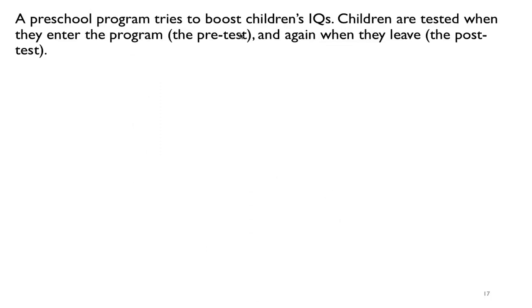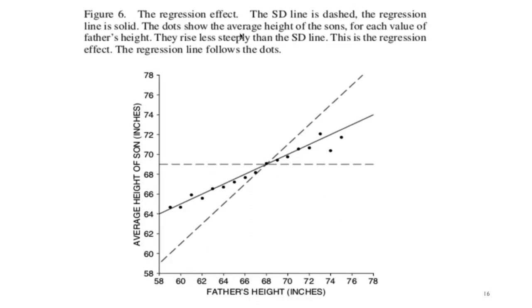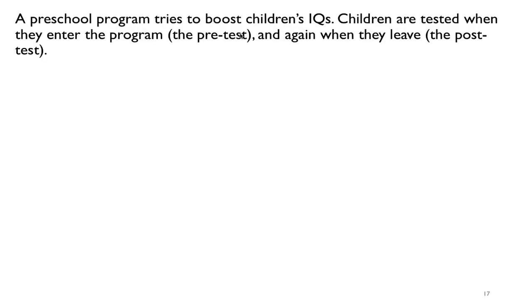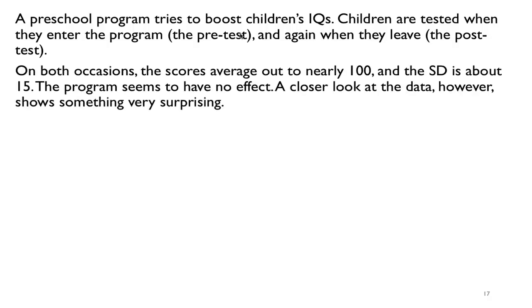Let's see if we understand what that means in an example. Suppose we are looking at a preschool program that tried to boost children's IQs. Children are tested when they enter the program, which is called the pre-test, and then they're tested again when they leave the program, also known as the post-test. On both occasions, the score average is about 100 and the SD is about 15. So it seems like the program had no effect.